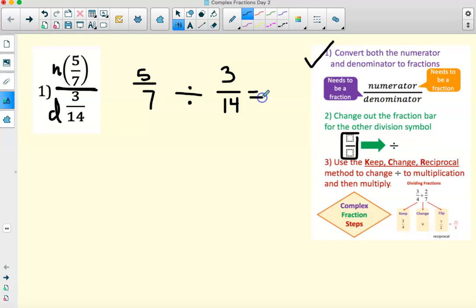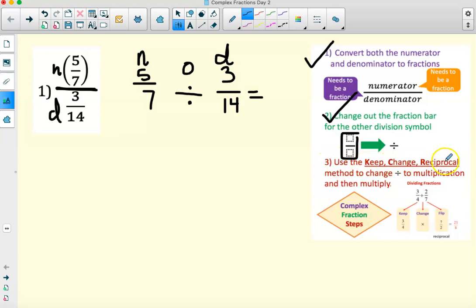3/14. And if you want to use that cheesy way of remembering it, numerator goes first, then the denominator, then we have the operation in between, and we can nod that we put it in the correct order. All right, then we've completed step 2, and we're ready for step 3.